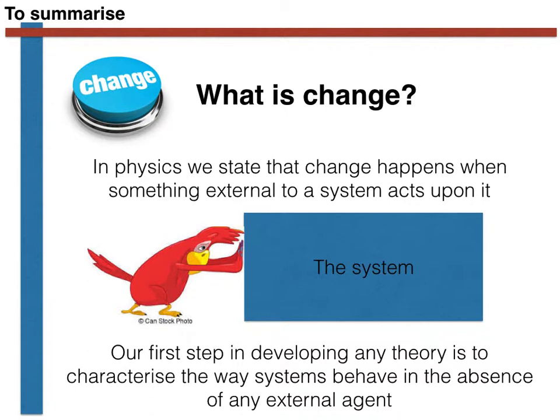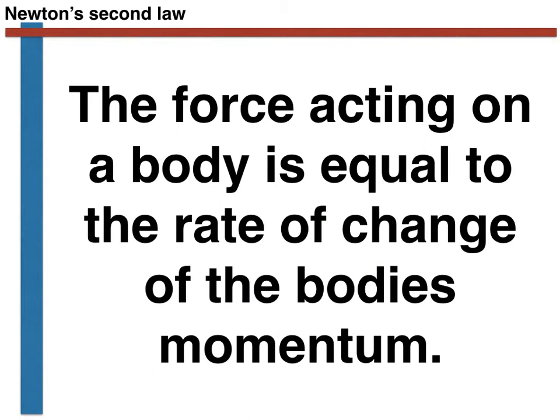Having explained how the system behaves in the absence of an external perturbation, we now want to explain how the system will behave when it is perturbed by some external force. This is the purpose of the second law. Remember, the second law says that the force acting on a body is equal to the rate of change of the body's momentum.